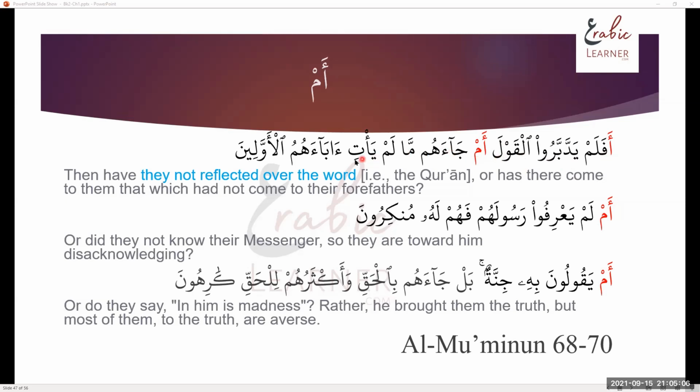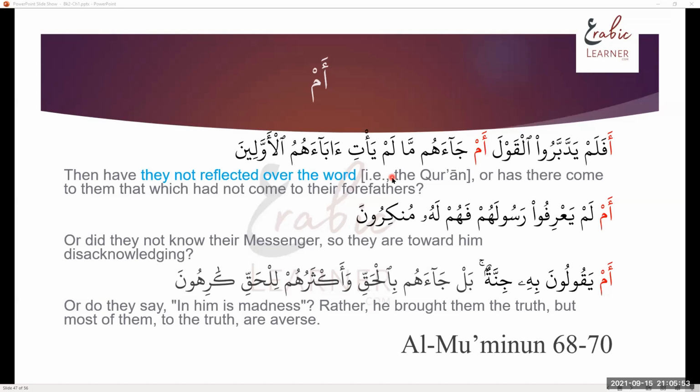Am ja'ahum ma lam ya'ti aba'uhumul awwalin: or has there come to them any messenger that did not come to their previous generations? Have they witnessed any such messenger coming? No. Am lam ya'rifu rasulahum fahum la munkirun: or do they not know their messenger, that they are refusing him? They know that no such personality, no such messenger came among their forefathers.